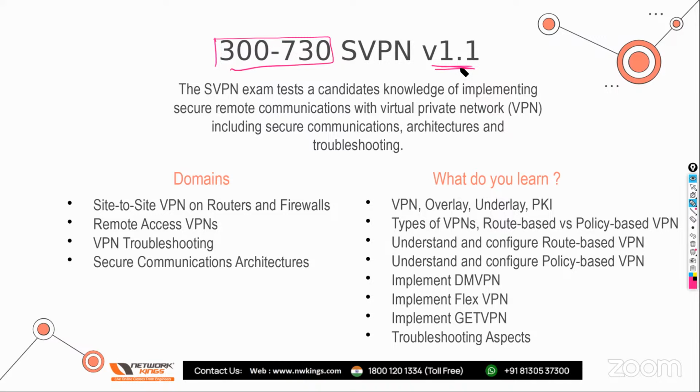Okay, so these are the domains that specifically cover the SVPN exam. Site-to-site VPNs, very common implementations. You need to know VPNs not just from Cisco's perspective, but from the perspective of any vendor out there. You pick up Juniper, HP, Palo Alto, Fortinet, everyone does VPNs. So core functionality, yes, you need to understand what VPNs are. That's what we will cover from scratch: what VPNs are, what an overlay is, what you mean by underlays, and PKI, very important, public key infrastructure.